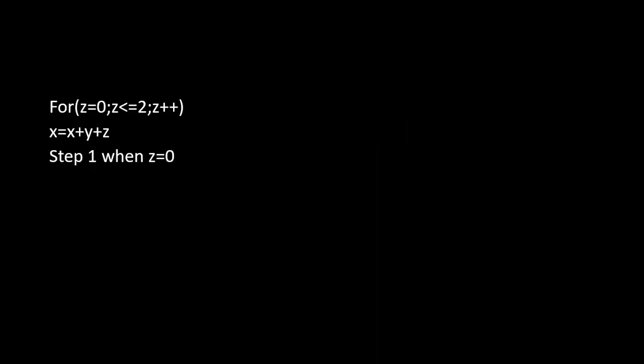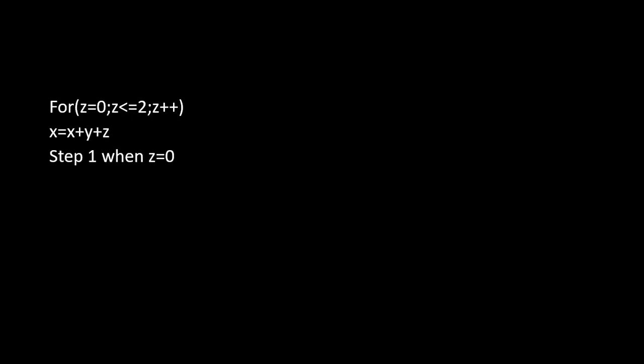Then for step 1, when z equals 0, x is 0. You can see we have assigned x equal to 0, then y equal to 1 and z is 0. So the value will be x, and now the x value will be 1. For step 2, when z equals 1, we perform the same calculation as above, but the value of x will be changed, that is 1 plus 1 plus 1, and z will also be updated to 1. So x will be 3.